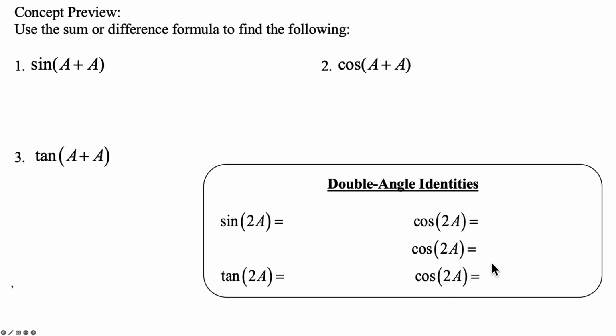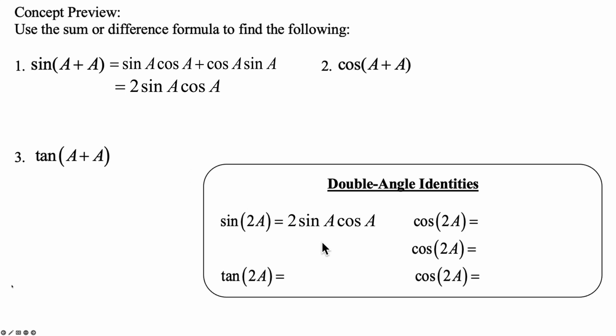Now there will be 3 possibilities here that we will create. So we use our sum identity, that's sine of A cosine B, but it's going to be an A here, plus cosine A sine A. Wait a minute, these two are exactly the same. It doesn't matter which one comes first, so that's going to add together, they're like terms, to be 2 sine A cosine A. So there's your double angle identity for sine.